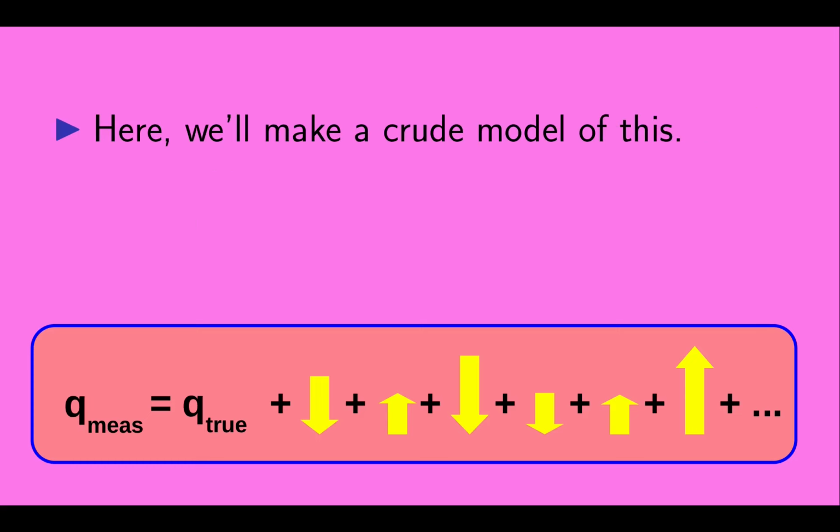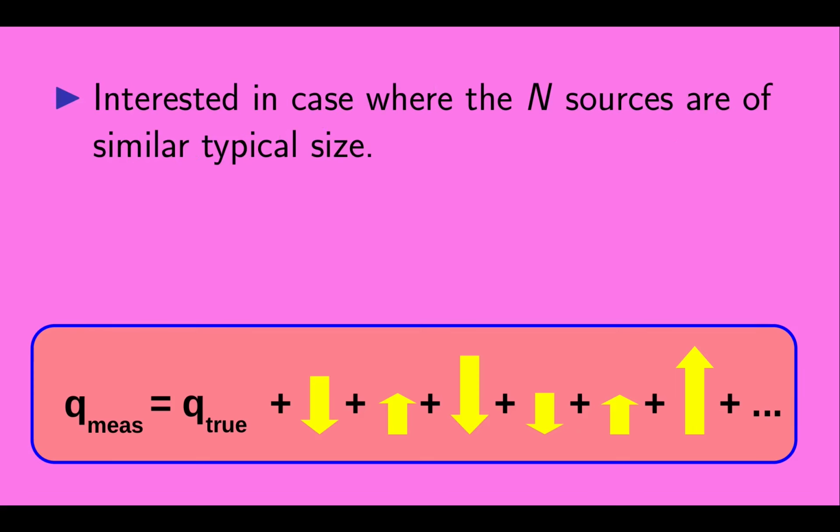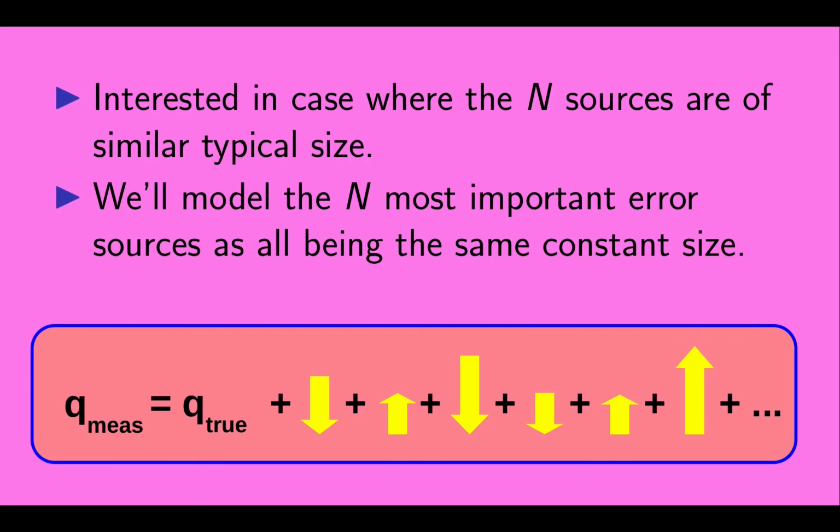Here, we're going to make a crude model of this. We will look at the n most important, i.e. typically largest sources of error, and we will ignore smaller sources that won't affect the overall error very much. And since we're interested in the case where the n most important sources are all of similar typical size, we'll model the n most important sources of error as all being the same constant size.